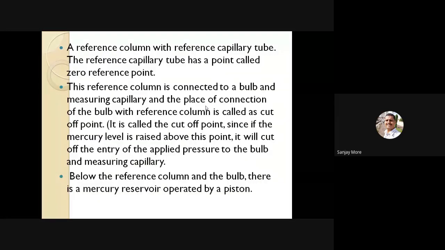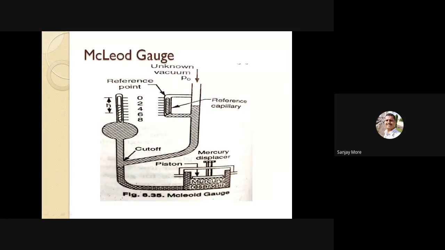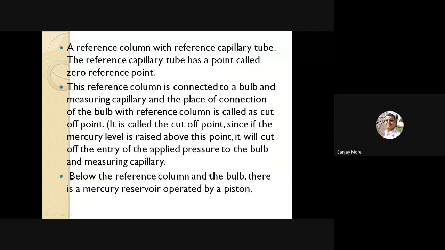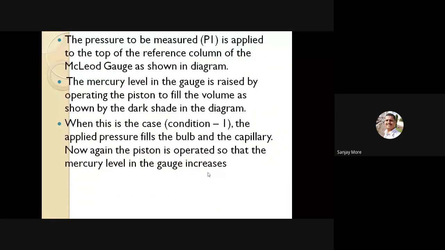Below the reference column and the bulb, there is a mercury reservoir operated by the piston. Here, this mercury reservoir is operated with the help of the piston. Okay. Here one mathematical expression is there, but this is not in our syllabus, how to measure this actual created pressure and vacuum.